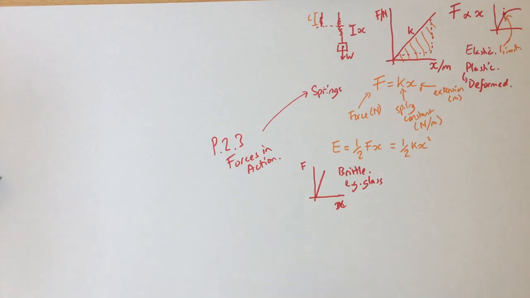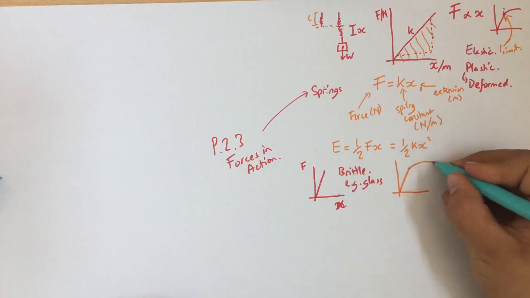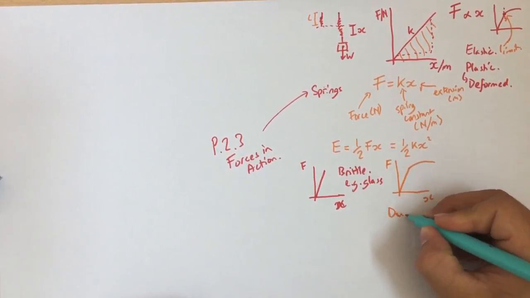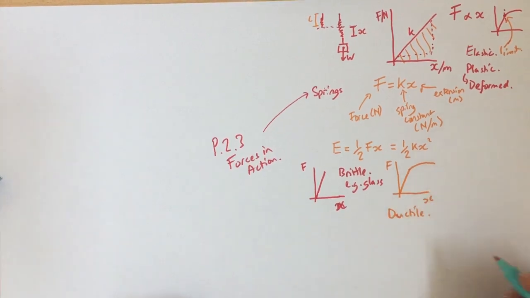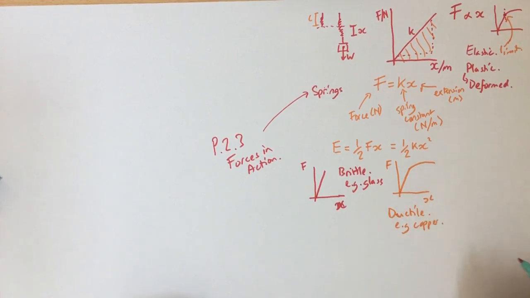you go too far. In contrast to that, the shape of graph that we just talked about, where you get this kind of shape, is a material that is ductile, which means you can draw it out into a wire. An example of that would be copper.